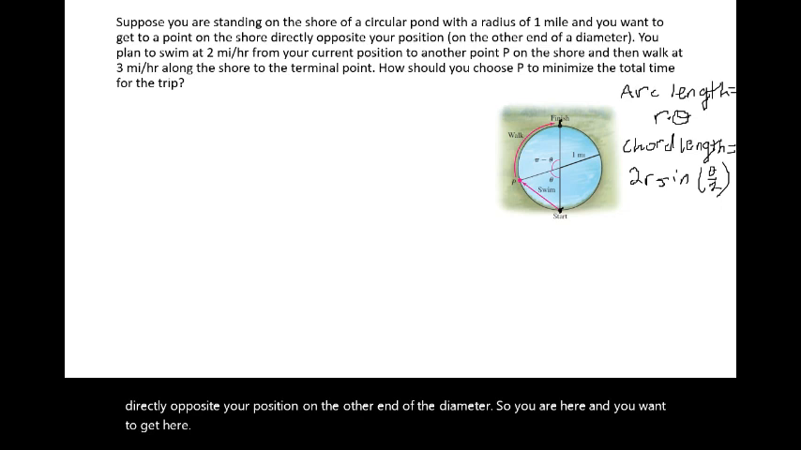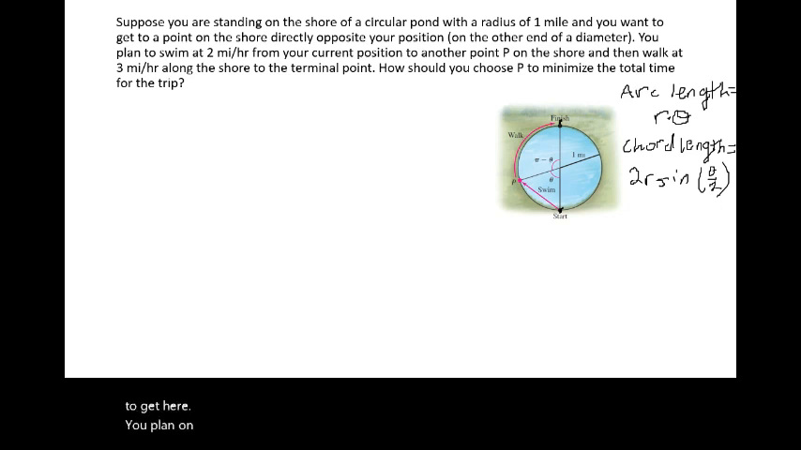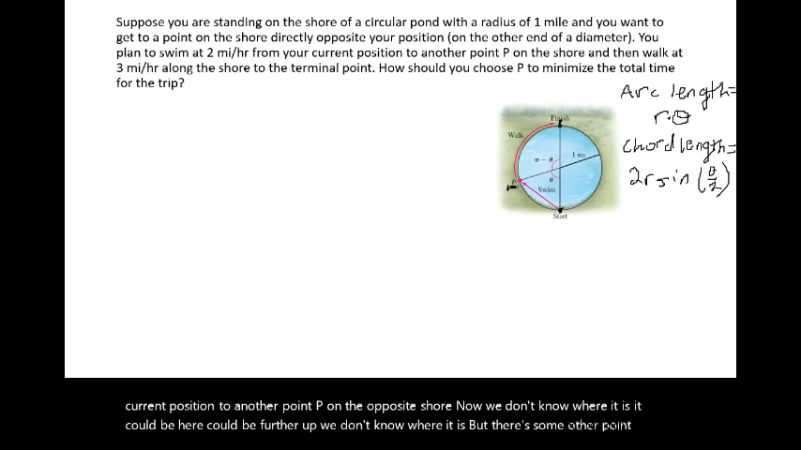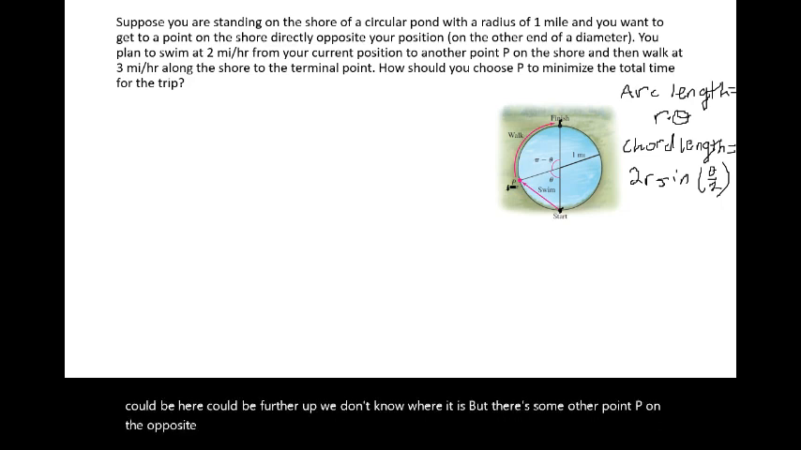You plan on swimming, and you know that you can swim at about 2 miles an hour from your current position to another point P on the opposite shore. Now, we don't know where it is. It could be here, it could be further up. We don't know where it is, but there's some other point P on the opposite shore. So this length right here is the swimming length.